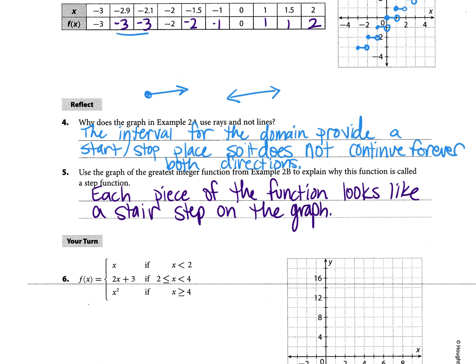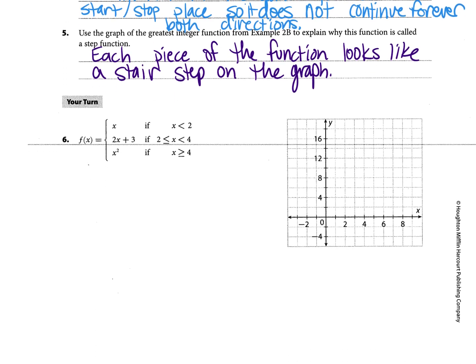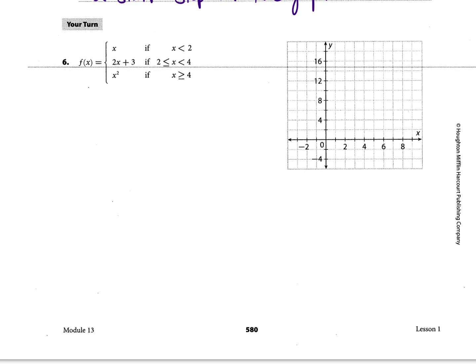Now it's our turn. We have the 3 rules with the domains on them. And so if it's less than 2, we're going to use x, which has a slope of 1. Keep in mind, at 2, we would actually use this function because it has the equals to 2 piece there. But we're going to figure out what would happen if we put 2 into this function as a guide to tell us where we need to stop.